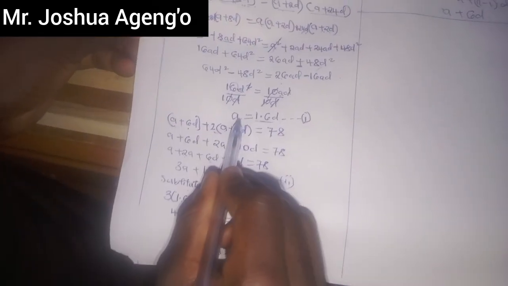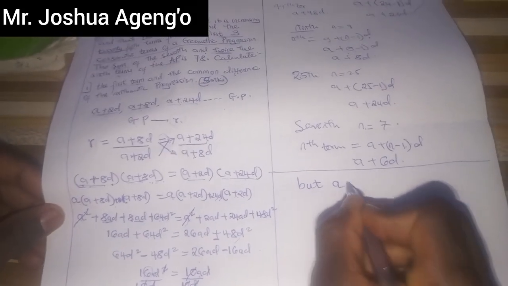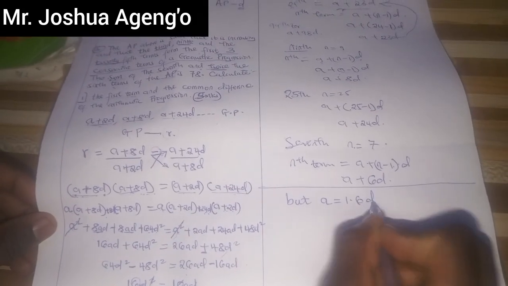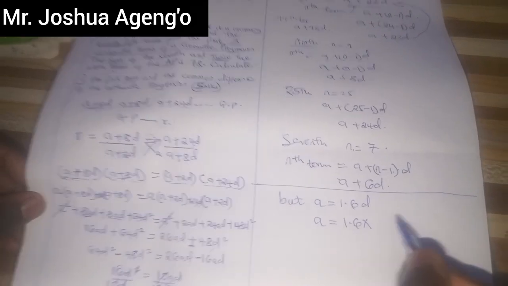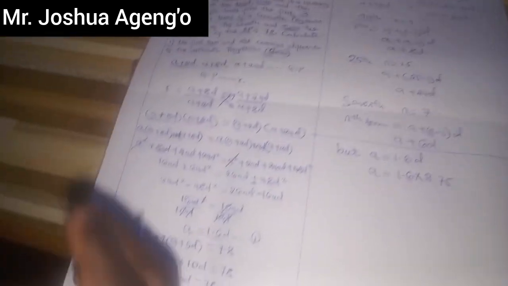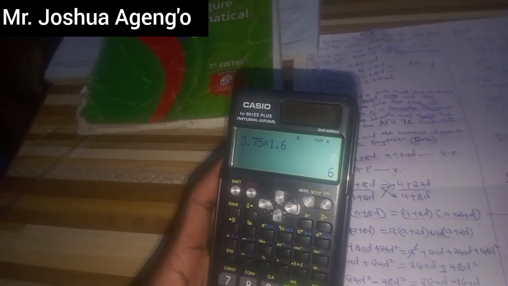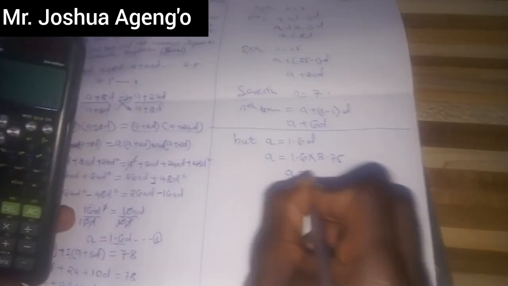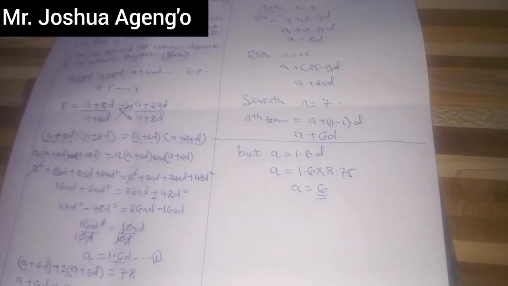But remember that they also want us to get the value of A. We are saying that from equation 1, A is equal to 1.6D. So I'll simply have A is equal to 1.6 times D. D is 3.75, which will give you what? So I'll have 3.75 times 1.6. 6. So A will be equal to 6.